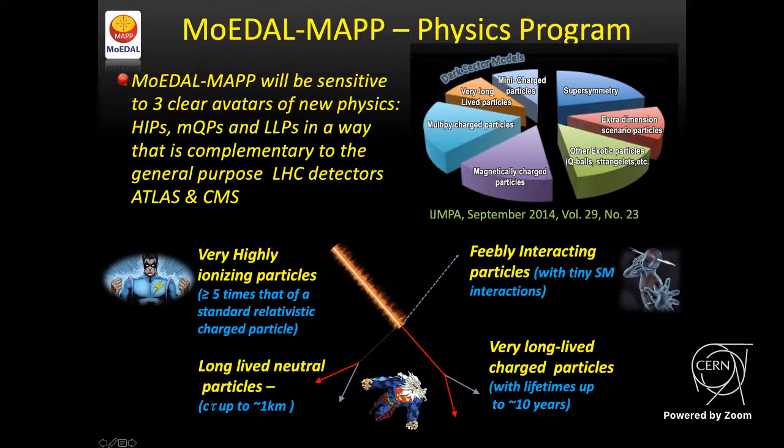And with the MATHUSLA MAP detector, we will be looking for a whole host of final states and new physics that's summarized at the top here. And particularly with the MAP detector, we start to get access to the dark sector models that we've heard a lot about in this conference.